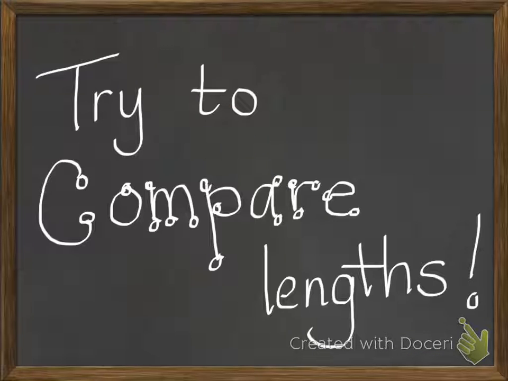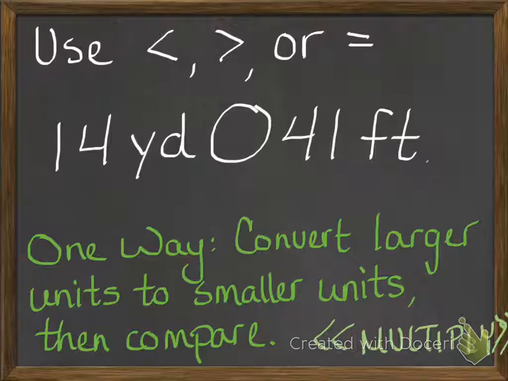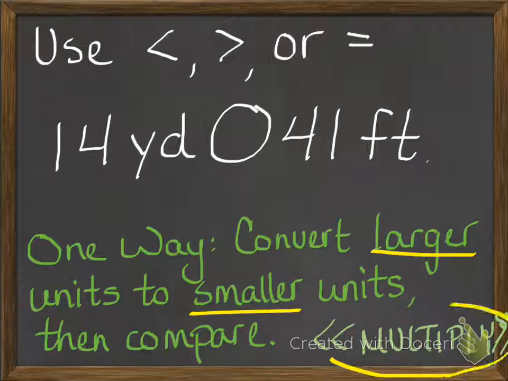We're going to try to compare lengths. We're going to use a less than, greater than, or equal symbol to put in the circle as we compare 14 yards with 41 feet. One way we can do that is to convert the larger unit to smaller units and then compare. Remember, when you go from a larger to a smaller unit, you're going to use multiplication to do that.